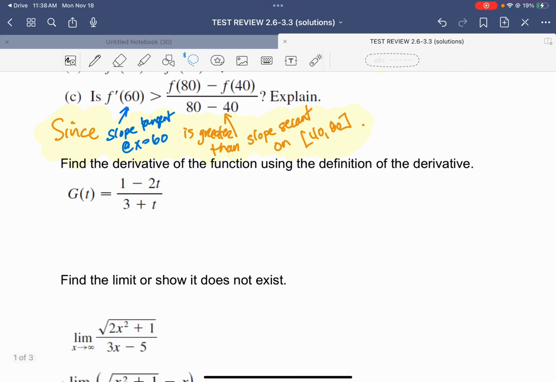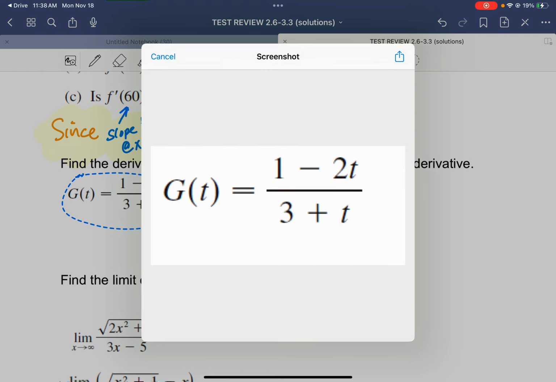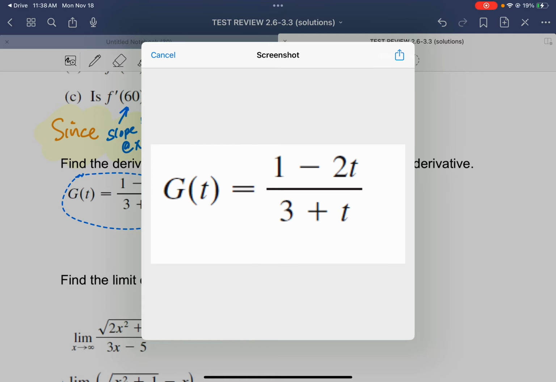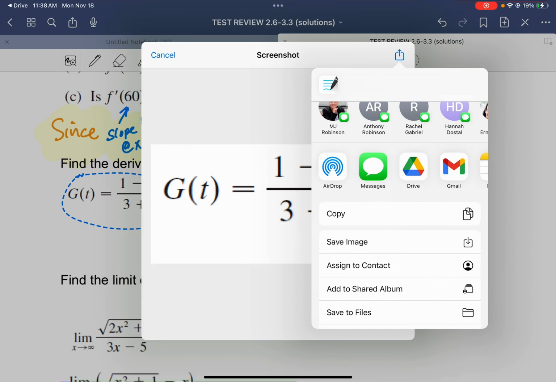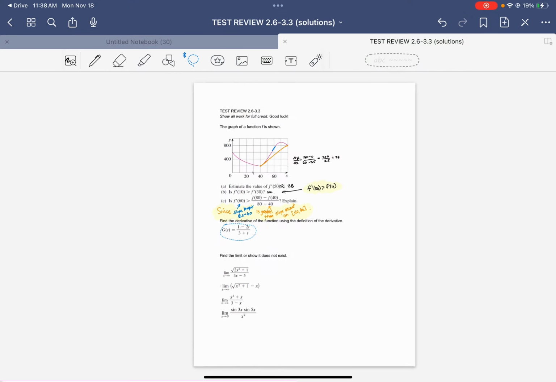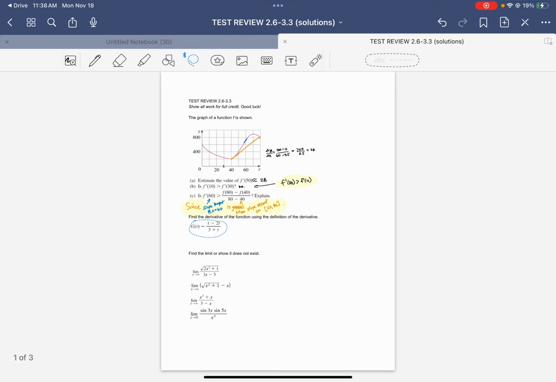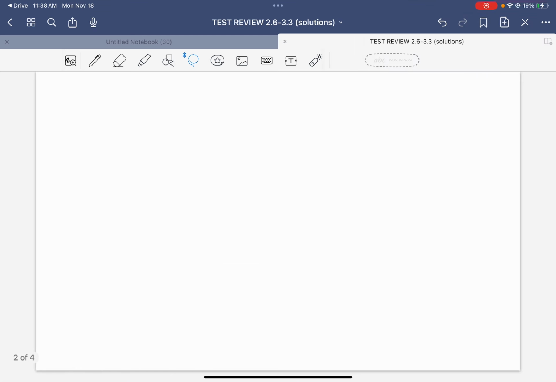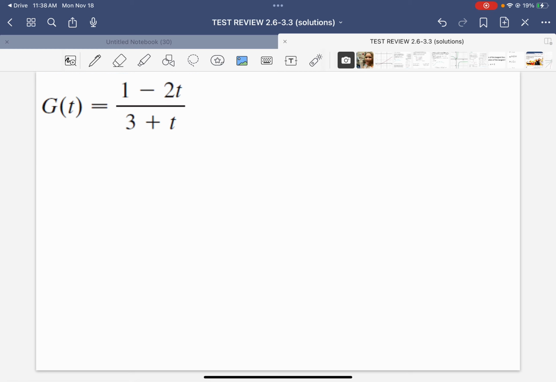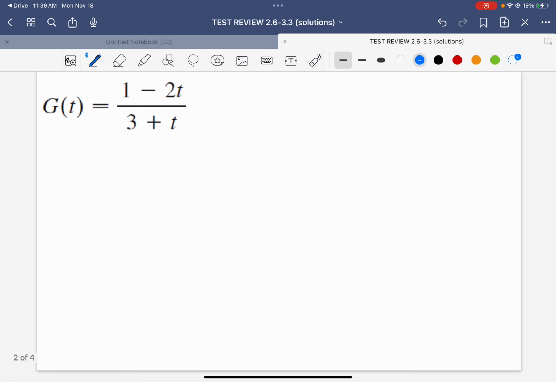Then it wants us to find the derivative of this function. So I'm going to take a screenshot, and then I'm going to copy that. Okay. So let me do a new page right after. And so let's find the derivative of this using the limit definition. So the derivative of g.